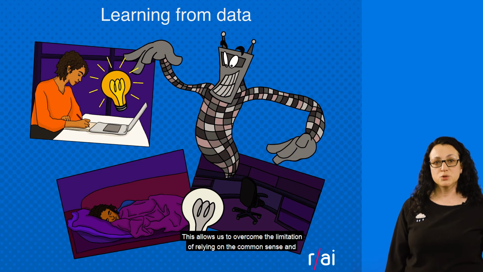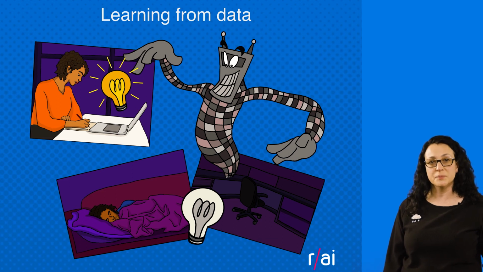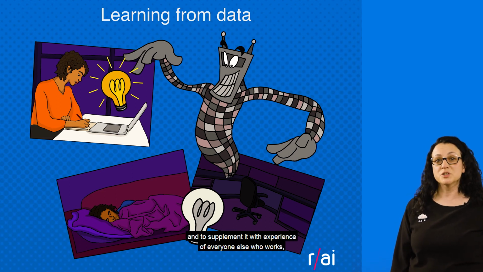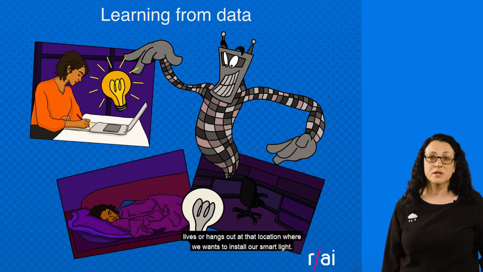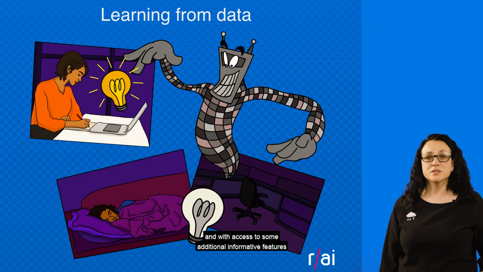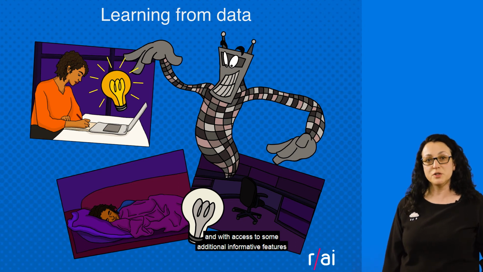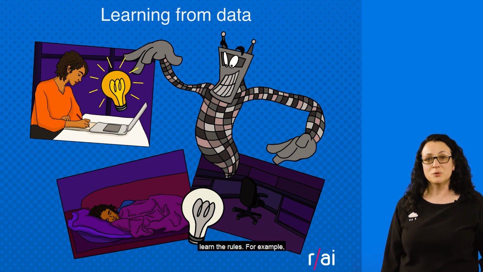This allows us to overcome the limitation of relying on the common sense and everyday experience of the rules designer, and to supplement it with experience of everyone else who works, lives, or hangs out at that location where we want to install our smart light. By taking historical observations as input, and with access to some additional informative features, we can ask the machine learning method to pick up the statistical patterns, learn the rules.